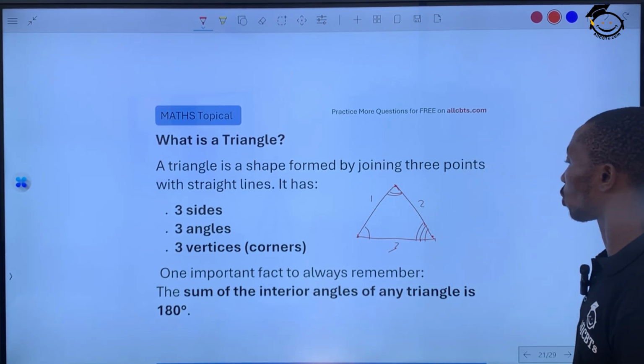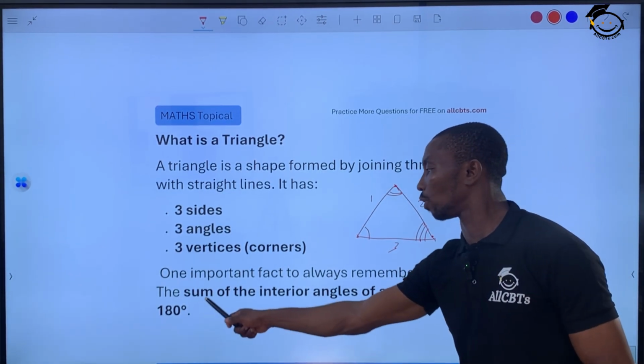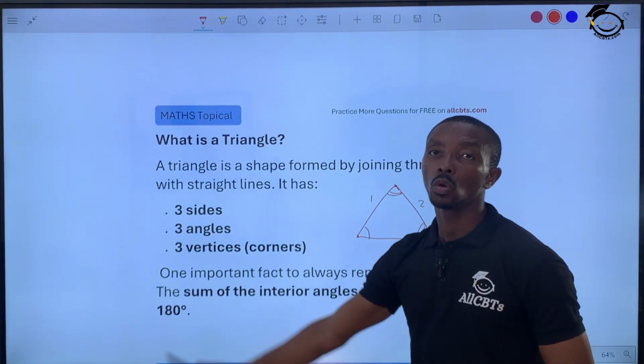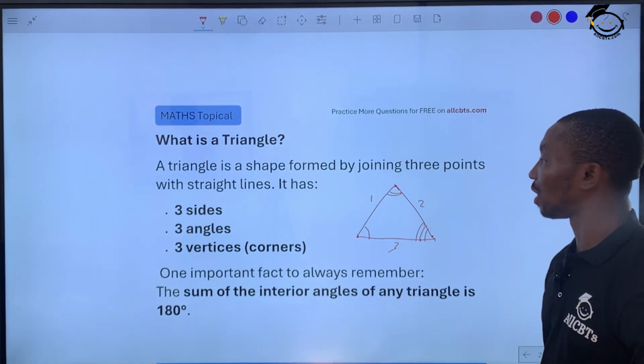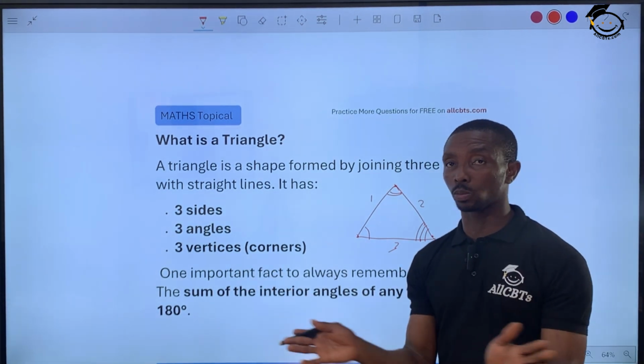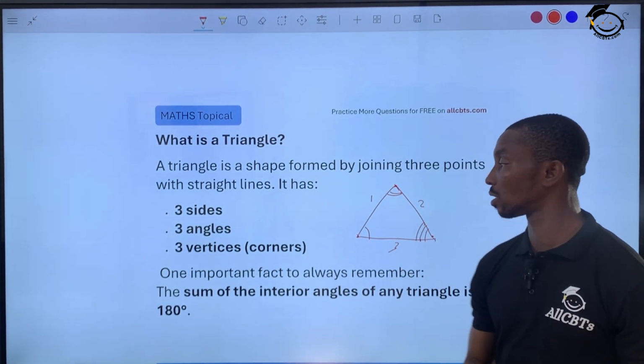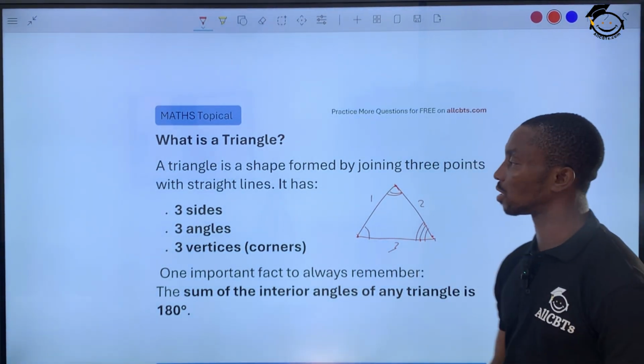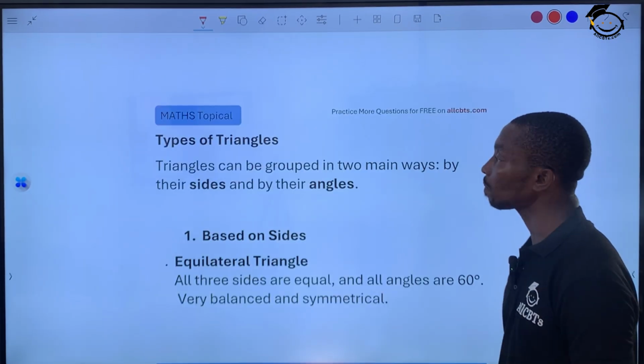One important fact always to remember, like we said before, the sum of the interior angles of any triangle is what? 180 degrees. That simply means no matter how big or small the triangle is, the sum of these three angles must be 180 degrees.